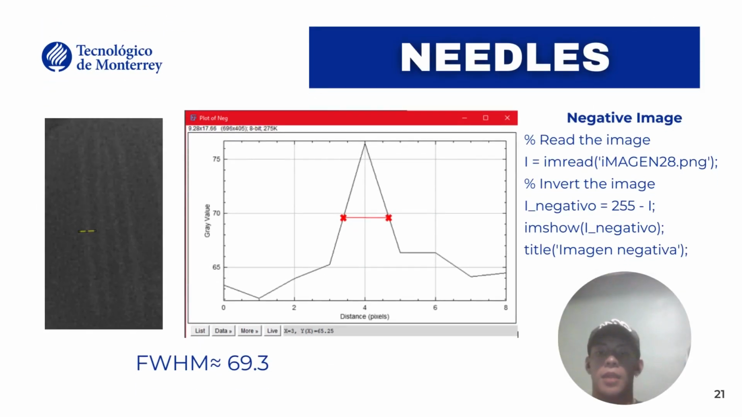As in the previous case, processing had to be done with the help of MATLAB, which was to invert the image to negative, since when plotting the full width at half maximum, the gray values are from 0 to 255, causing the peak to come out inverted. Our full width at half maximum is 69.3. It means that our phantom has a high full width at half maximum value, which indicates that the system has a low spatial resolution, and that fine details may be blurred or not clearly distinguishable.